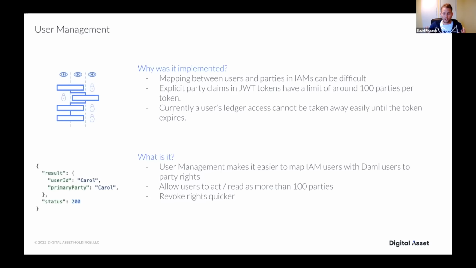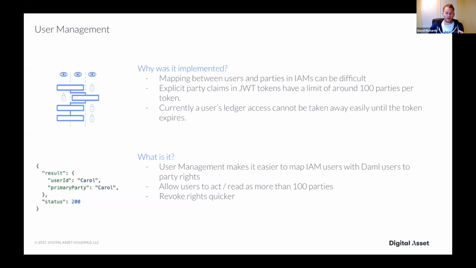What I expect you, the developer, to do is use these newly created users for individuals or applications, and then map those to the parties that they can read as in Daml, such as end users, job titles, team names, or company names, so that as people move around in your organization, it's not tied to any individual. People in certain organizations, or applications, can have the same read as and act as rights. User management also allows you to assign more than 100 act as or read as parties, so more information than could be held in the JWT previously.